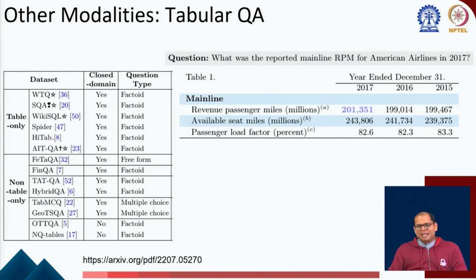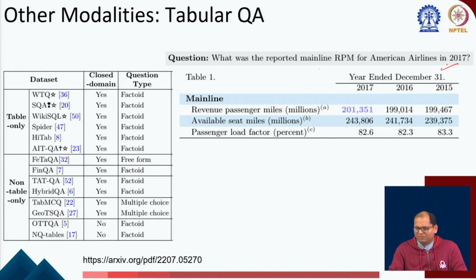Okay. So now I'll just end this question answering module with just one more idea: you can use these ideas for other modalities also, where text is predominant. One place where text is predominant is tables. So you have this question, right? What was the reported mainline RPM for American Airlines in 2017? And it would be present in some report, right?